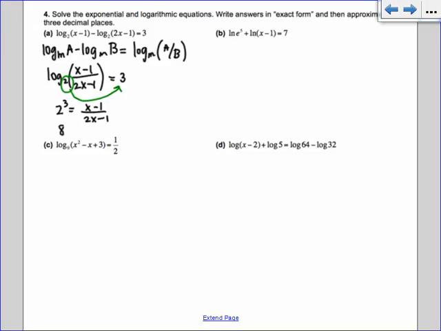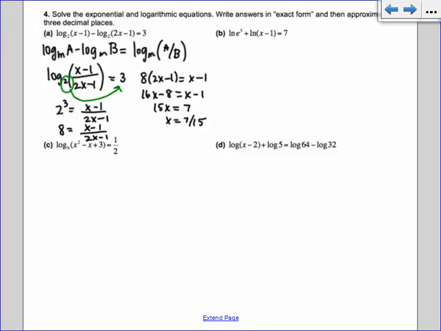All right, so we get 8 equals (x minus 1) over (2x minus 1). And we're going to multiply that denominator over. So we're going to have 8 times (2x minus 1) equals x minus 1. So 16x minus 8 equals x minus 1. Continue to solve, so subtract the x over. So we get 15x, add the 8 over, we get 7. So x equals 7 over 15.